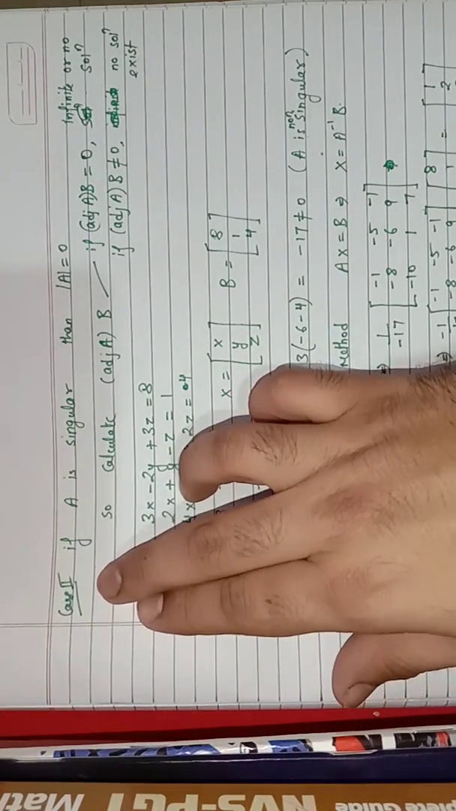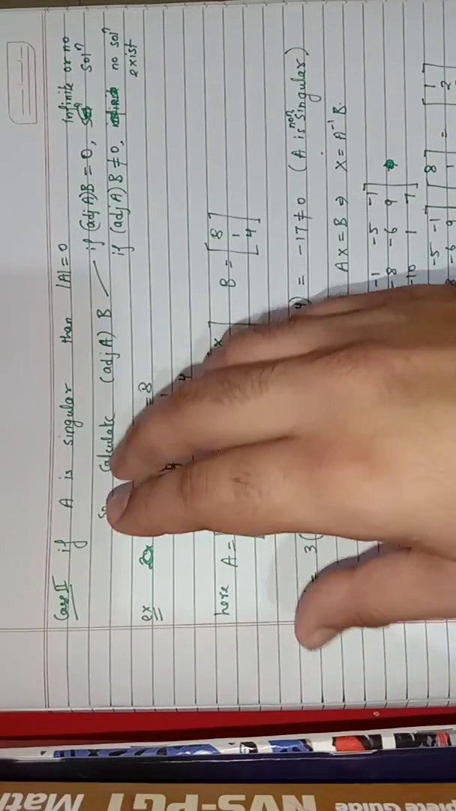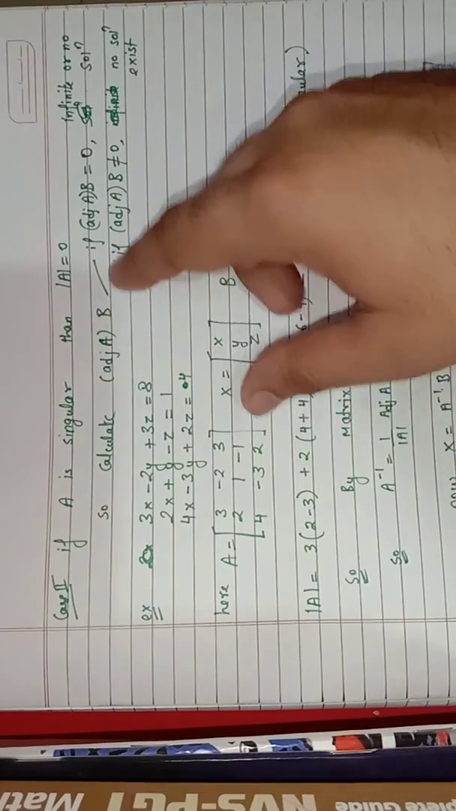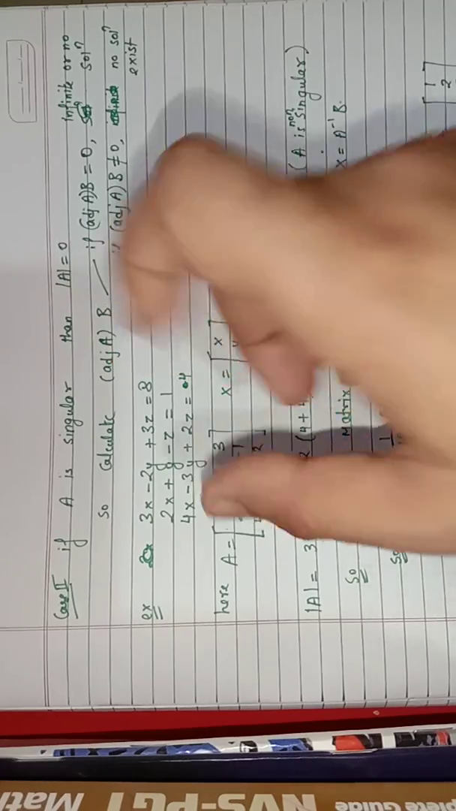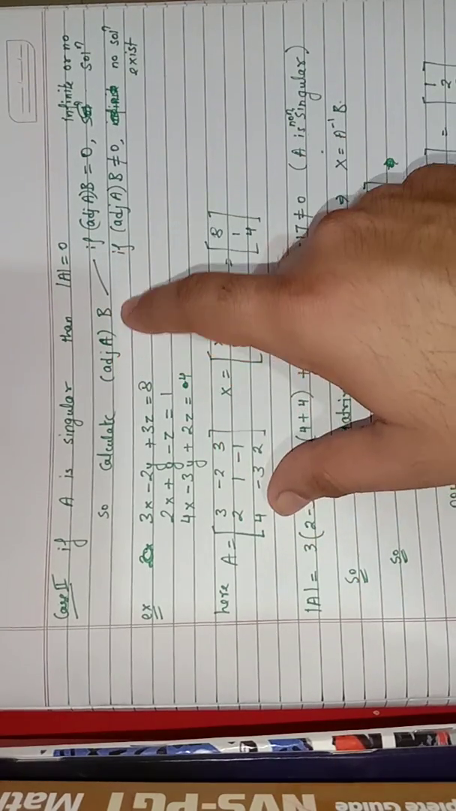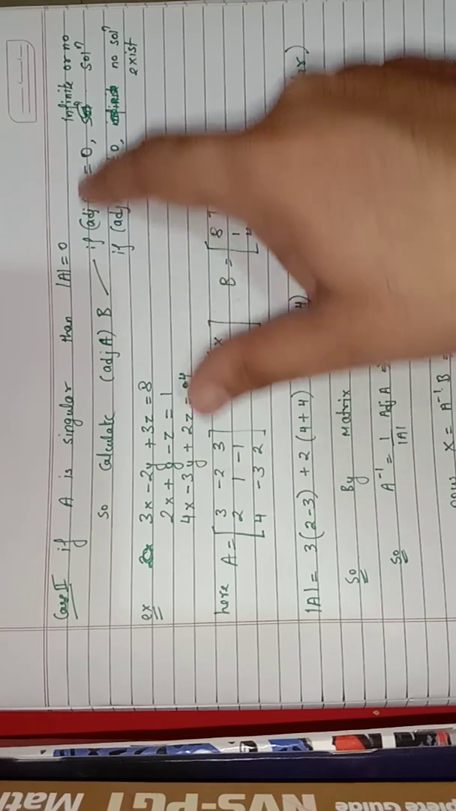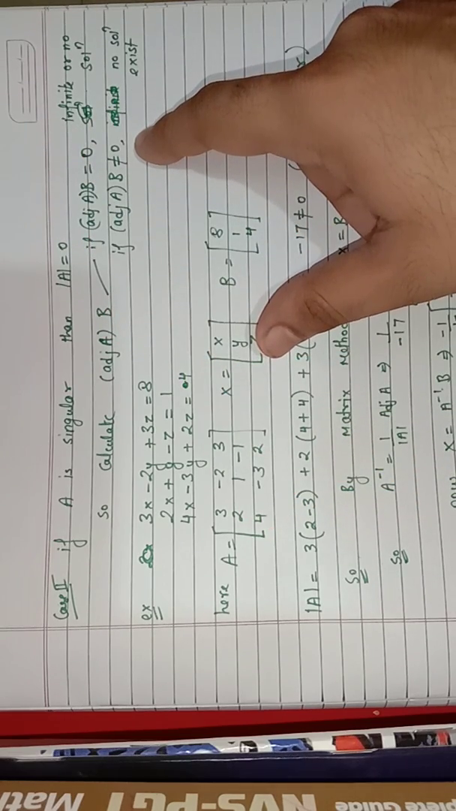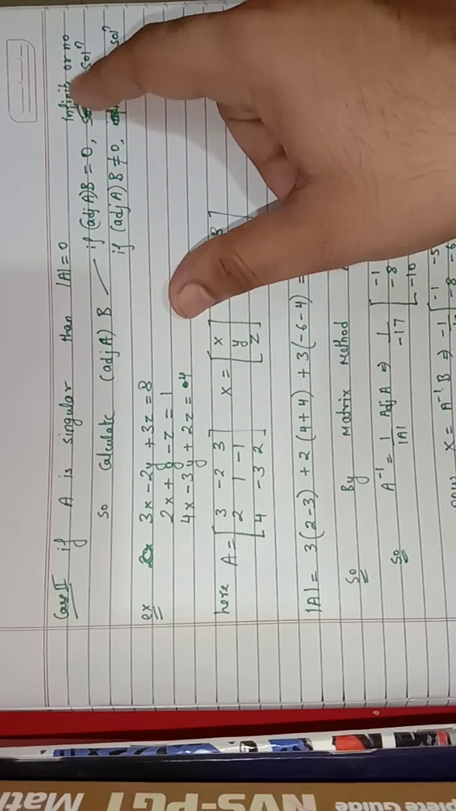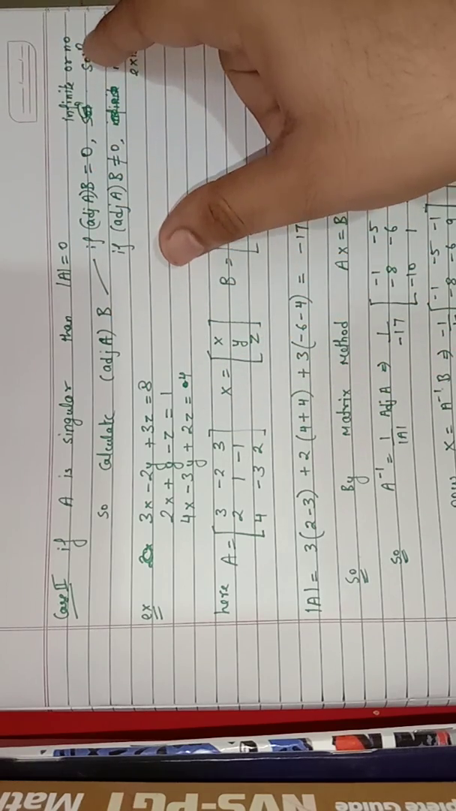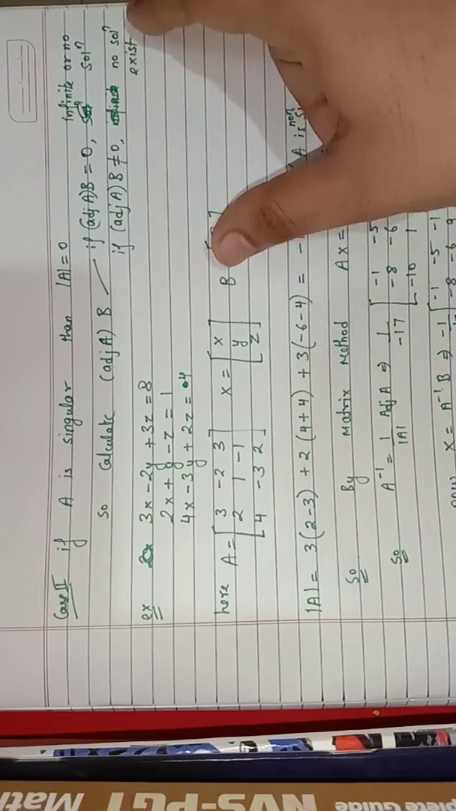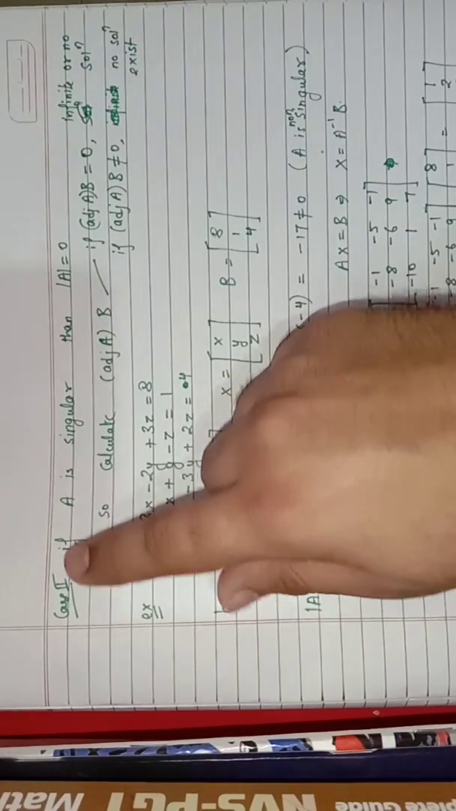All right, case number 2 is if A is a singular matrix. Singular means you will get determinant 0. Then what do you have to do? You will calculate adjoint A into B. If determinant A is 0, you go to adjoint A into B. If adjoint A into B is coming 0, then solutions will be infinite or no solution. And if adjoint A into B is not coming 0, then the solution does not exist. Got my point? So this is the second case.